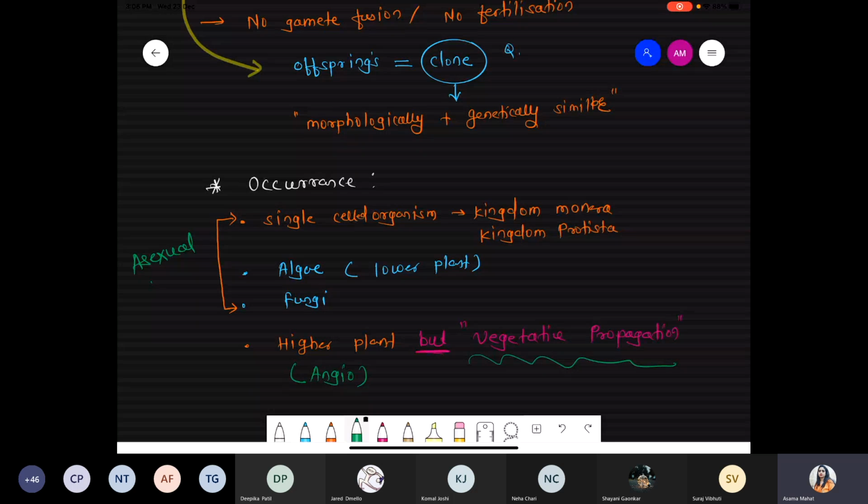Okay, let's go. Should I continue with the next part? Types of asexual mode of reproduction. I'm just taking an example, because a question will not come from a diagram here. So that is a waste of time. Should I continue?